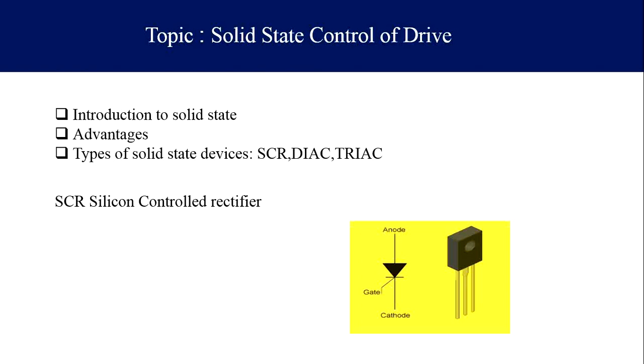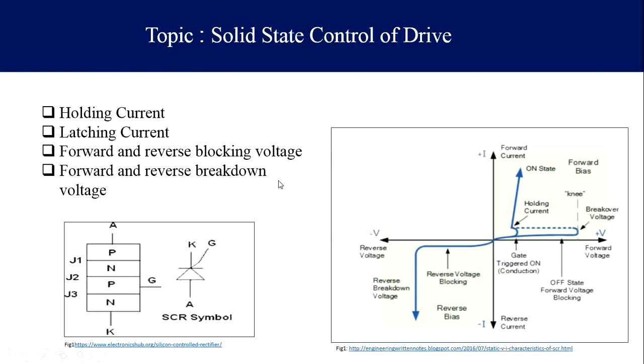The symbol for silicon controlled rectifier is this: an anode, a cathode and a gate. In real life, we have a thyristor looking like this. Now, let us talk about a few very important characteristics of an SCR: holding current, latching current, forward and reverse blocking voltage, and forward and reverse breakdown voltage. The SCR is made up of PNPN layers. So, these are the 4 layers, and now I get 3 junctions: the first one is J1, the second is J2 and the third is J3, along with the gate, anode and cathode.